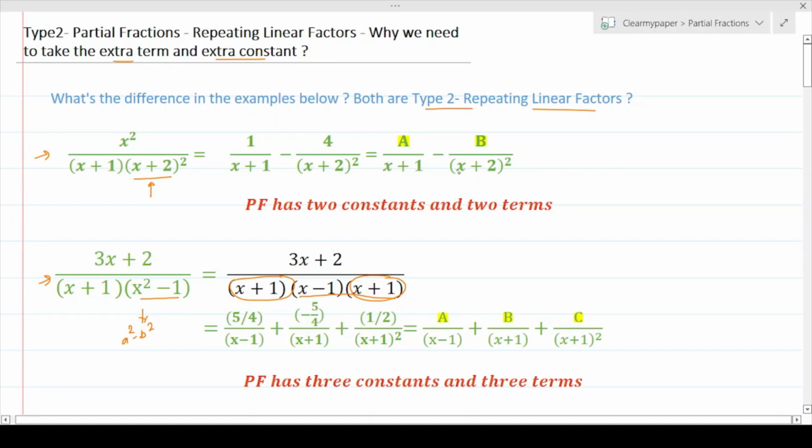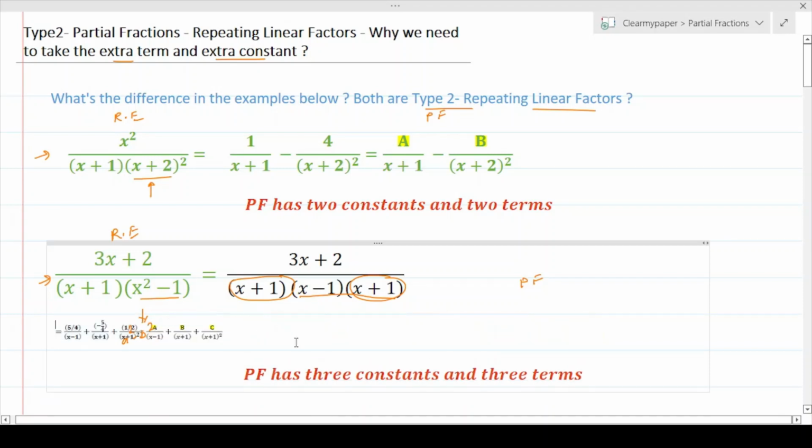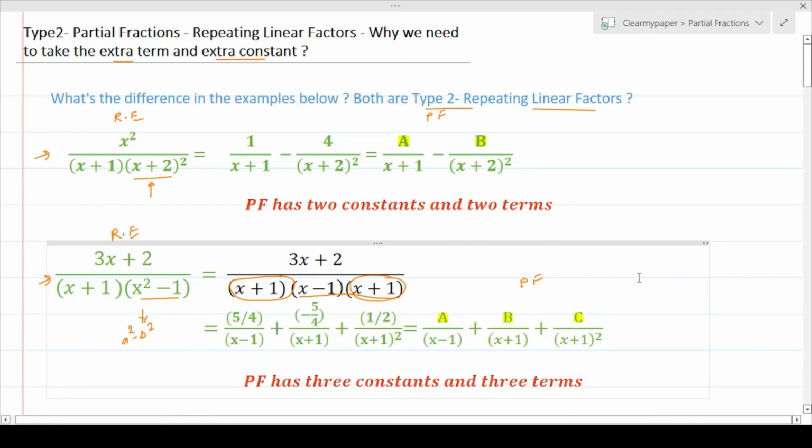But what is the difference in the outcomes when we resolve? This is the rational expression and this is the partial fraction in both the cases. This is the rational expression and this is the partial fraction here. Let me create some space here so that it's very clear. Okay, all right. So now what is the difference in the partial fractions?